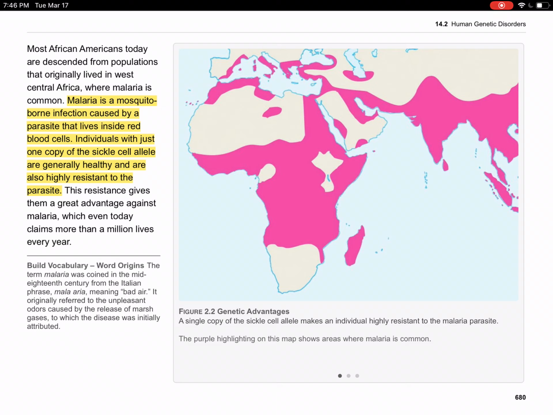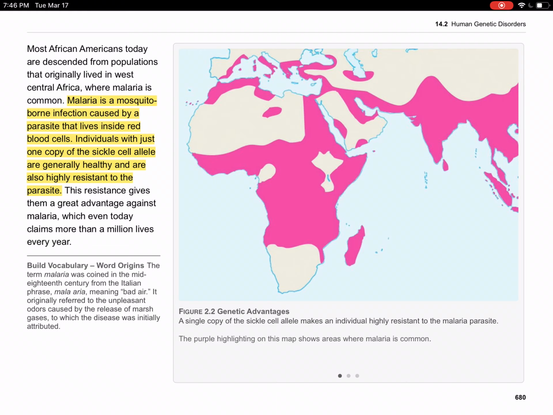The sickle cell allele also helps to resist the parasite that spreads malaria. Most African Americans today are descended from populations that originally lived in West Central Africa, where malaria is common. Malaria is a mosquito-borne infection caused by a parasite that lives inside red blood cells. Individuals with just one copy of the sickle cell allele are generally healthy and are also highly resistant to the parasite. This resistance gives them a great advantage against malaria, which even today claims more than 1 million lives every year. We take a look at the picture.